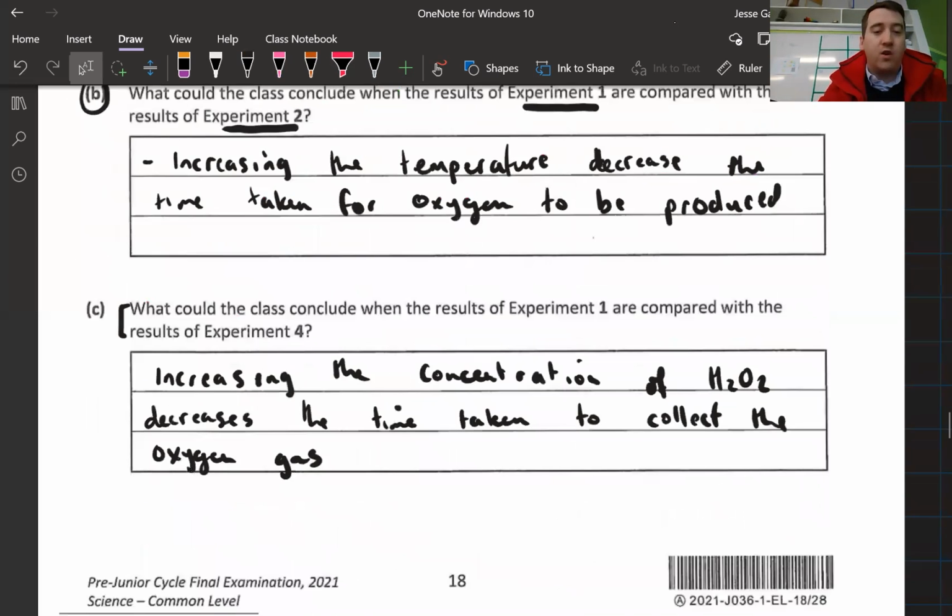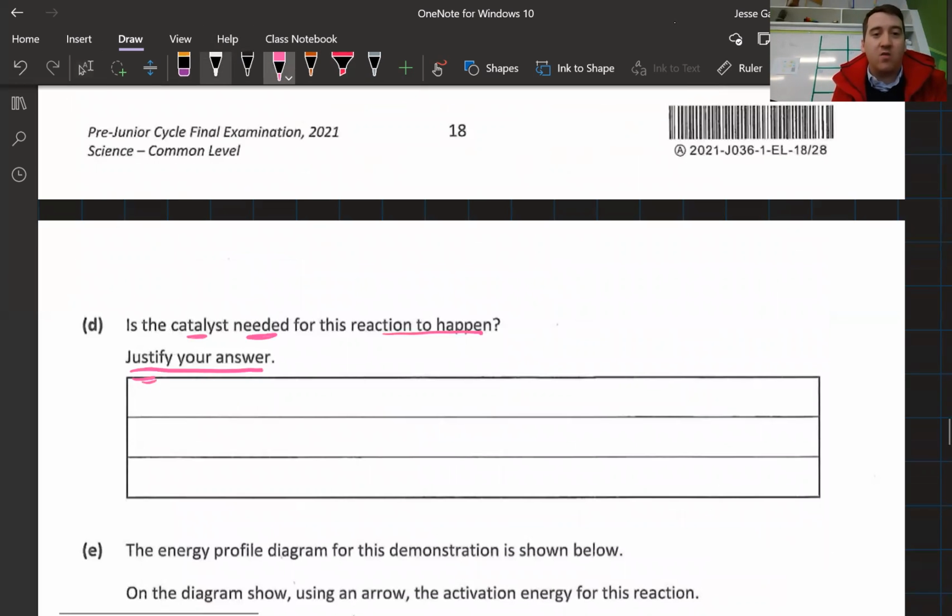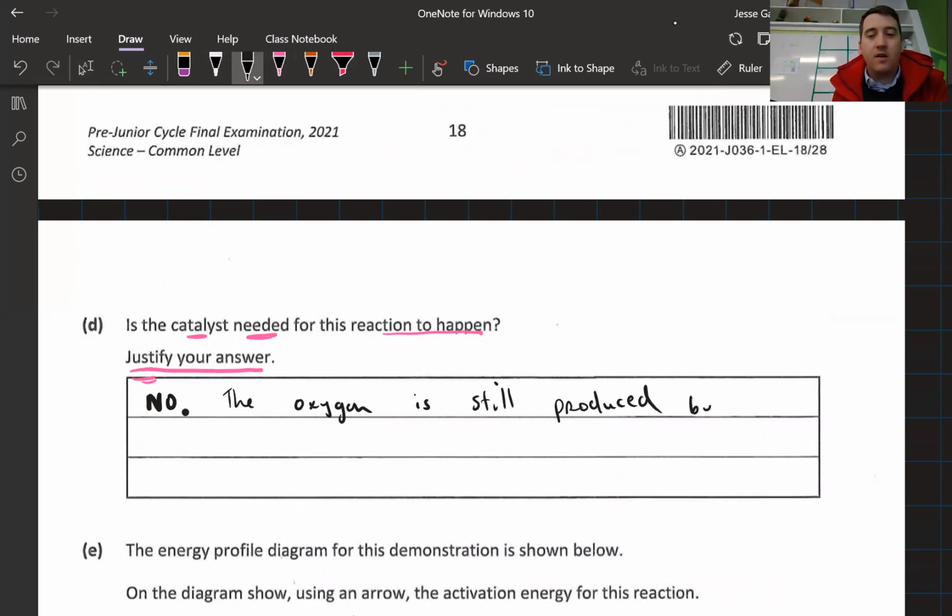So one version of this, and I think this is the better version, is the catalyst required? And most of my students answered this. We said, no, it's not required. How do we know it's not required? No, where the oxygen is still produced, but it takes a really long time, or it takes a few months, you could say. So it can still happen without the catalyst. It just takes really, really, really slow. So this is, in my opinion, the best answer here.